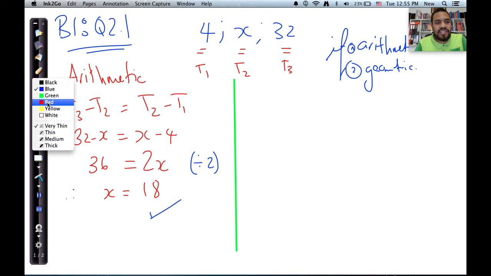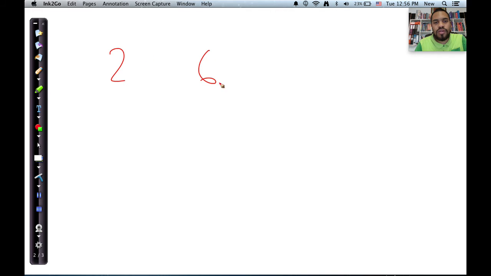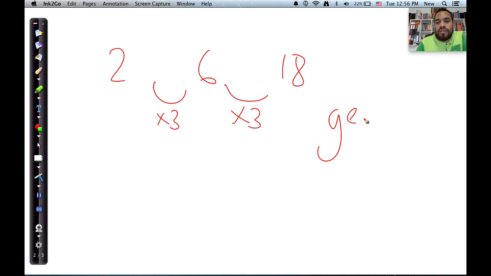Now let's look at the other side. If it's a geometric sequence, let's see what a geometric sequence looks like. 2, 6, 18. 2 times 3, I'm going from there to there. I am multiplying by 3, and 6 times 3 will give me 18. So this is an example of a geometric sequence. In a geometric sequence, we multiply every term by a constant ratio, and that r, that's not d, that is r, that r is equal to 3.